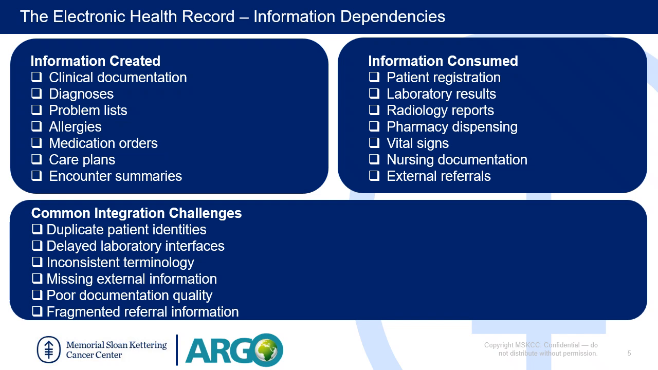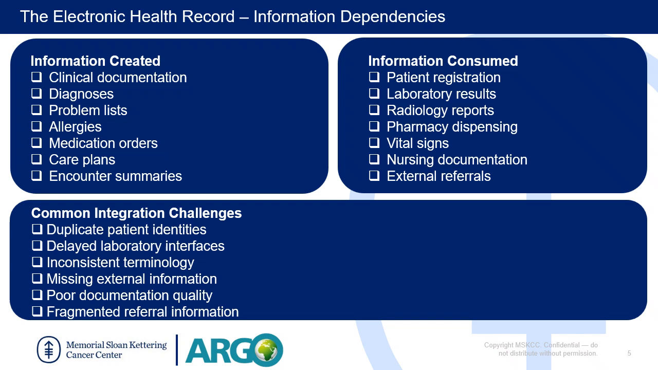So for the electronic health records, what you're looking at is the information dependencies. We've said that the EHR provides clinical context by tying together the activities of other systems, right? So if you look at the slide we have here, the types of information that is created: the clinical documentation, the diagnosis, patient problem list, allergies, and all that.